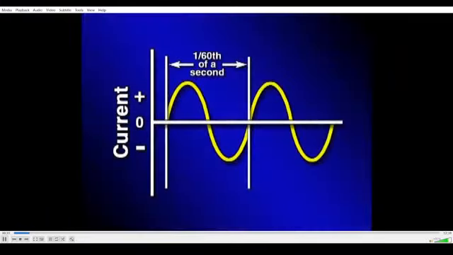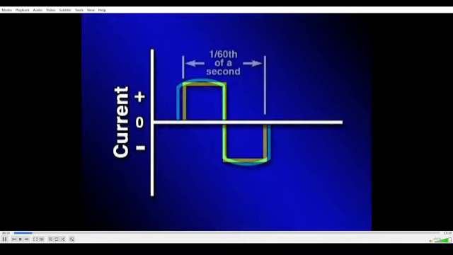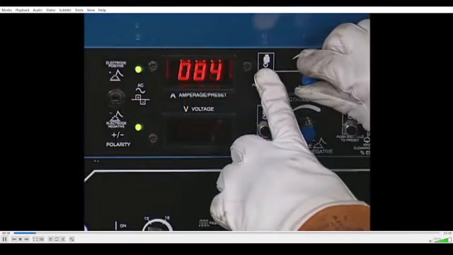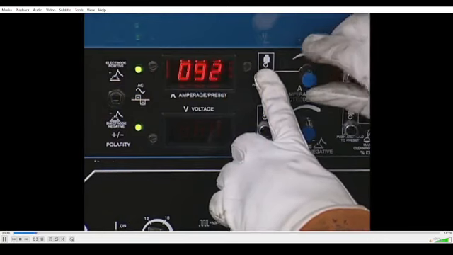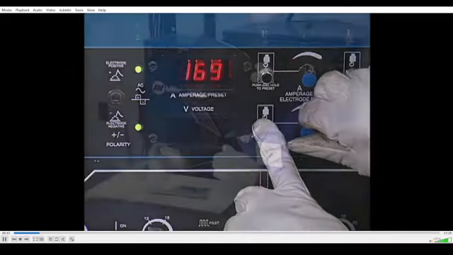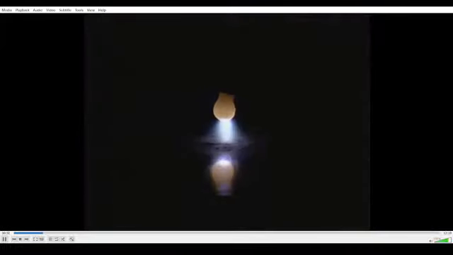We'll look at the difference between conventional AC, conventional square wave AC, and true square wave AC produced by inverters. We'll also look at the effect of power source controls like pre-flow, post-flow, AC balance, amplitude adjustment, and high frequency intensity. We'll examine the effects of argon and helium on the welding arc, and we'll look at the importance of electrode selection and preparation to arc performance.